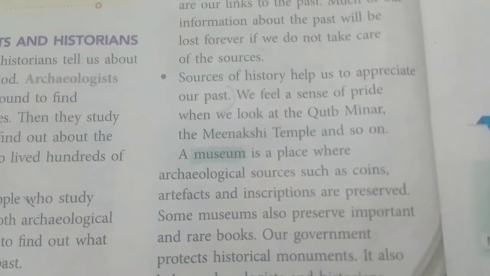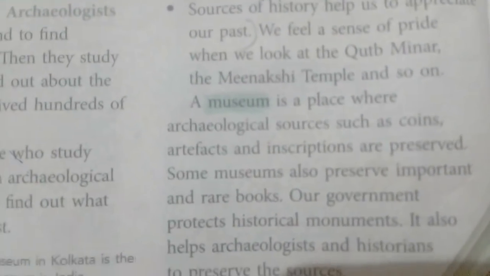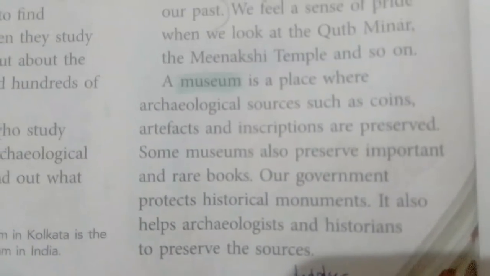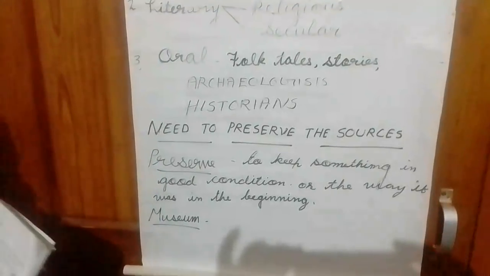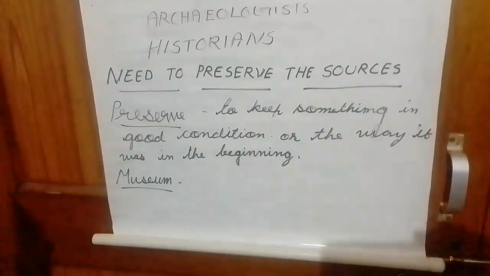A museum is a place where archaeological sources such as coins, artifacts and inscriptions are preserved, where they are kept. What are the archaeological sources? Now you know that coins, artifacts, inscriptions are archaeological sources that are preserved. Do you know the meaning of museum? A museum is a place where archaeological sources such as coins, artifacts and inscriptions are preserved.